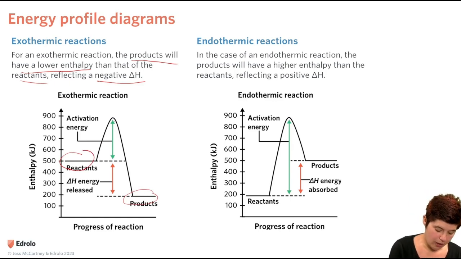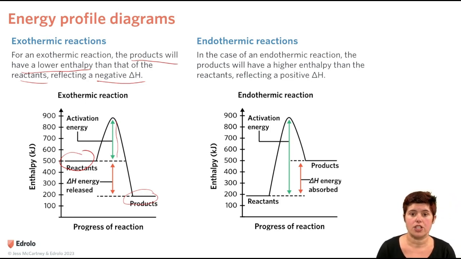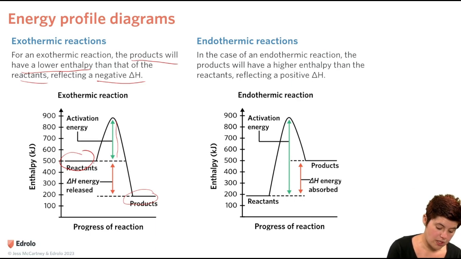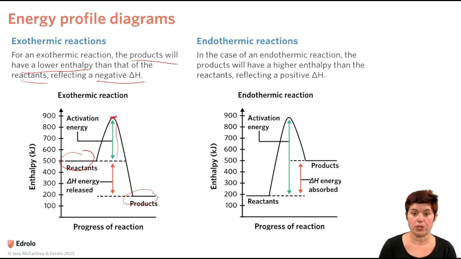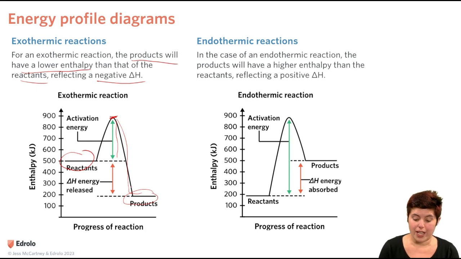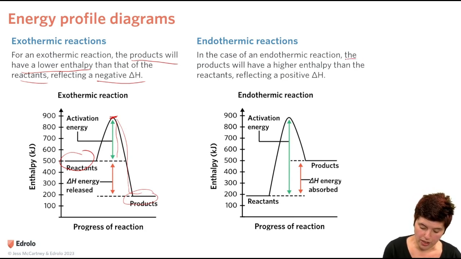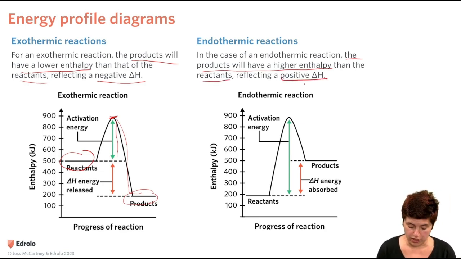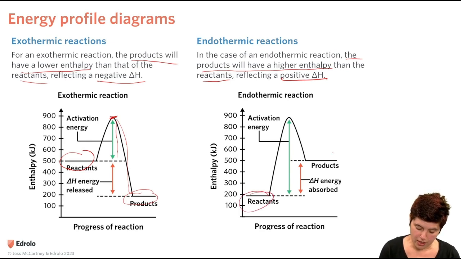Now, this little hump here in green, this is the activation energy. This is the energy required to break the bonds in the reactants and then for this reaction to proceed. So up here is where enough energy is supplied, those bonds are broken in the reactants, and the reaction will then proceed to the products. Now, because the reactants are higher than the products, it releases energy, so that heat. If we're looking at an endothermic reaction, the products will have a higher enthalpy than the reactants, and this will have a positive enthalpy change. So we're looking at it here, reactants are here, products are here.